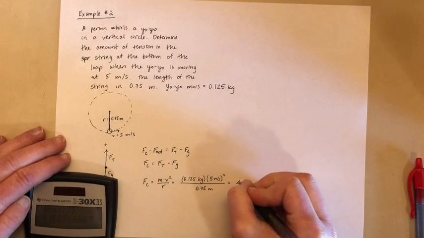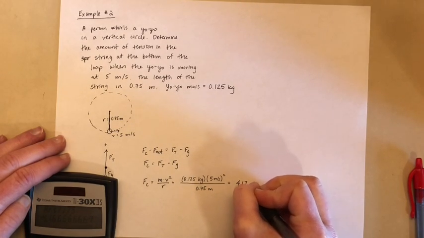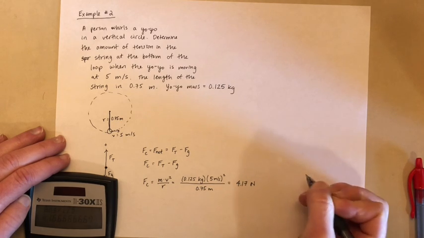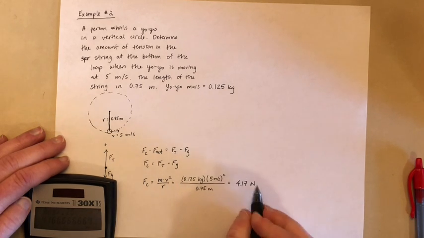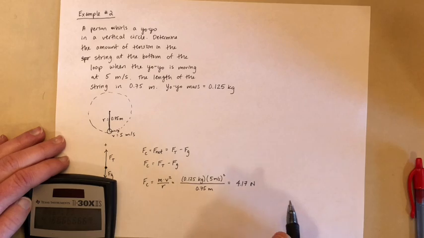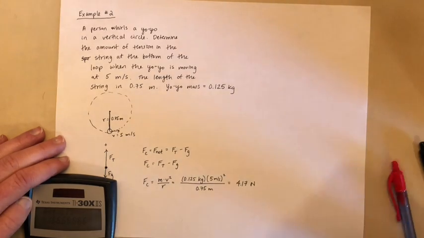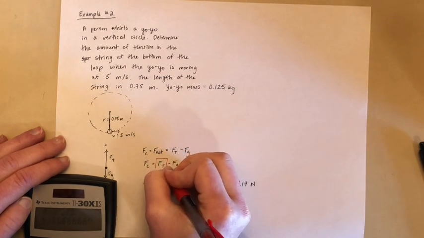I came up with 4.17 newtons here. Remember, force is always in newtons. And then this is our centripetal force. So this is basically the net force that we've seen before. We're trying to solve for here the tension. That's what it asked us for.